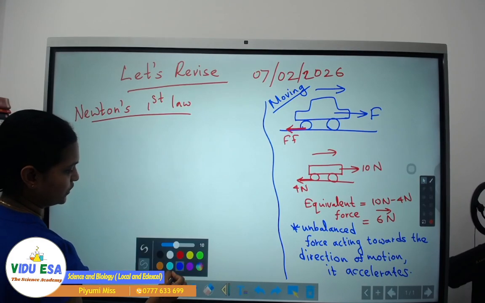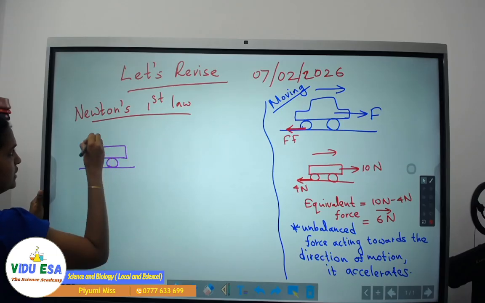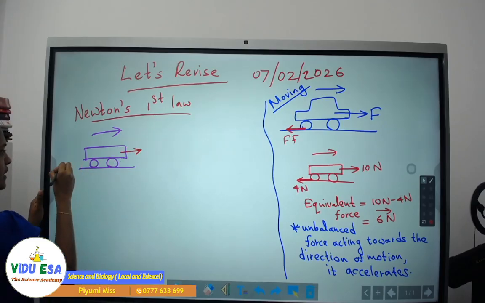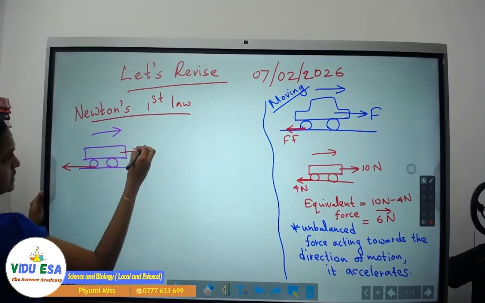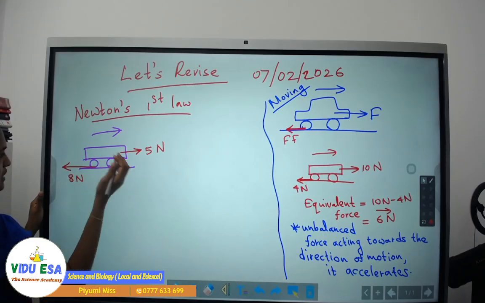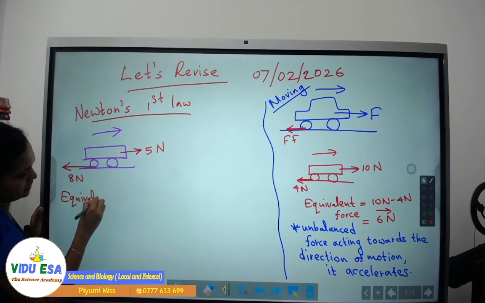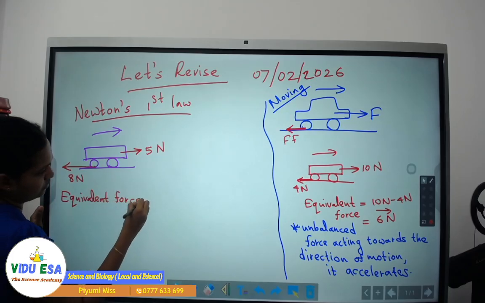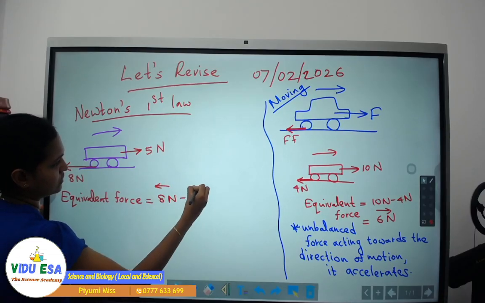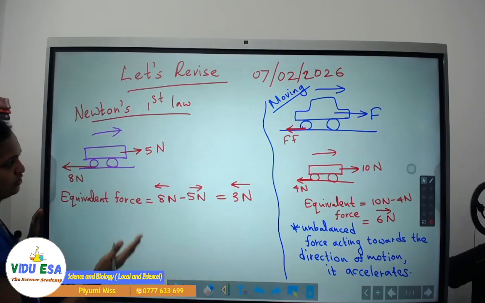If an unbalanced force is acting against the direction of motion, now it was moving towards this direction, so this is the force which was acting in this direction, and due to applying brakes, we'll say this is 5 Newton and this is 8 Newton. So there is an unbalanced force. The equivalent force is 8 Newton minus 5 Newton, 8 Newton this way, 5 Newton this way.